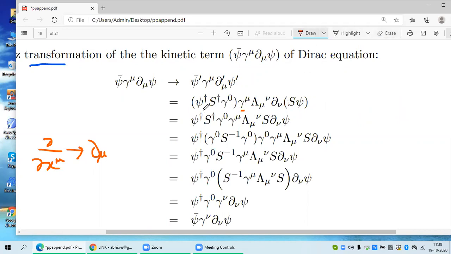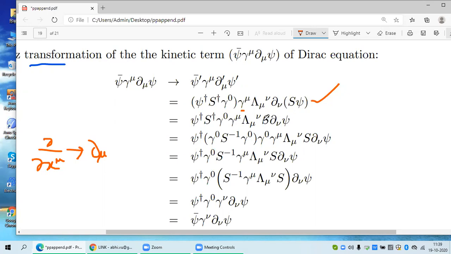Now, if the second line is correct, then go to the third line. Psi bar, S dagger, gamma 0, gamma mu, there's lambda mu nu. S is a constant matrix. Differentiation will not operate on this, so S comes out. So del mu just operates on psi.